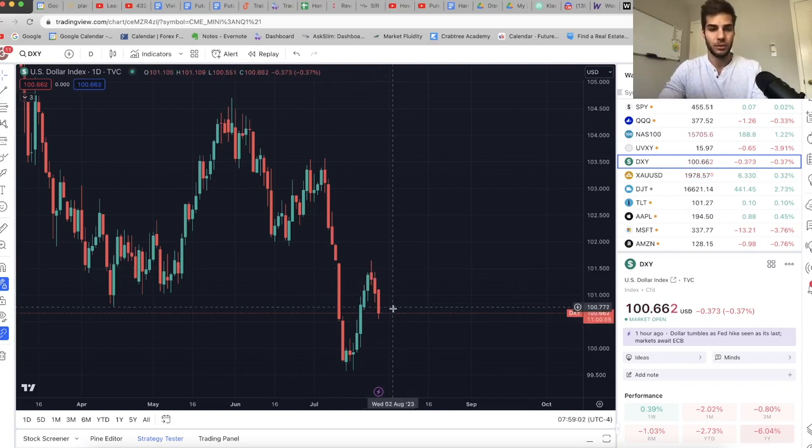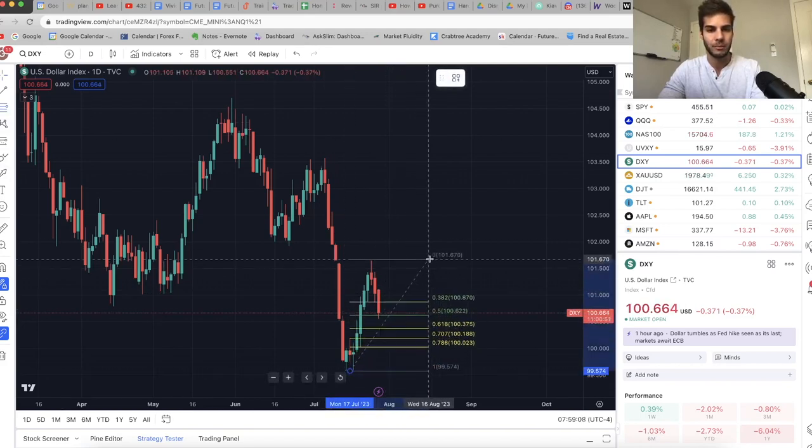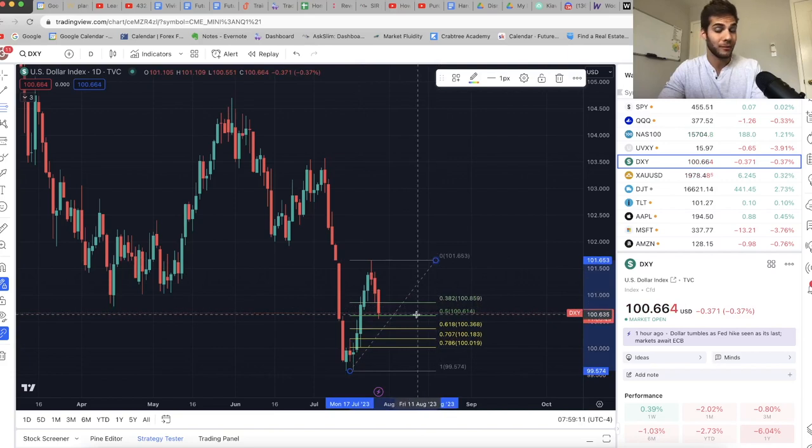Question is, are we going to form a higher recent low and then cycle back up? Potentially, if you draw a little fib retracement from high to low, we're now at the 50%. So maybe we bottom around here or go a little lower to 100.3 and cycle back up. And if we cycle back up, that shows more weakness for Nasdaq and S&P 500.